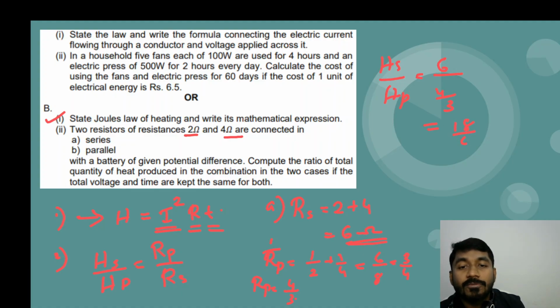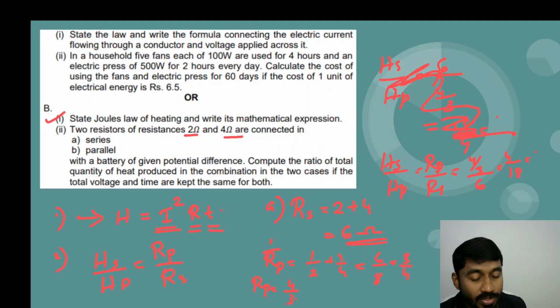Oh, I'm sorry. There is a small mistake here. 1 second guys. Okay, so you don't have to take this step. It is like Hs by Hp is equal to Rp by Rs. So what is Rp here? It is 4 by 3 divided by 6. So you will get 4 by 18, or else you will get 2 by 9. Understood? So the answer for this question is 2 by 9.